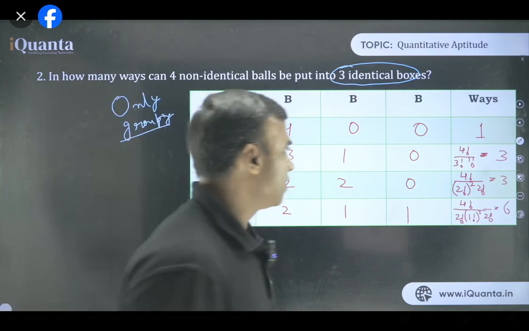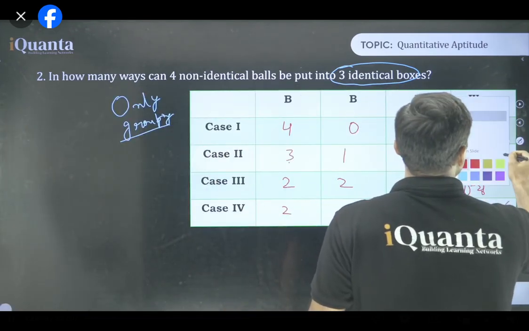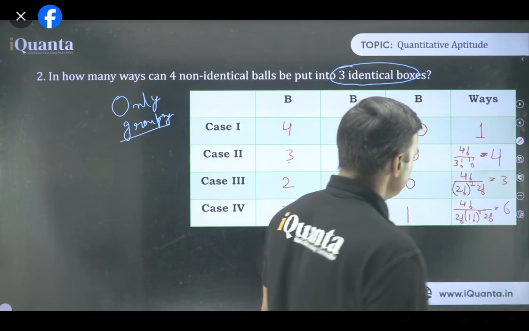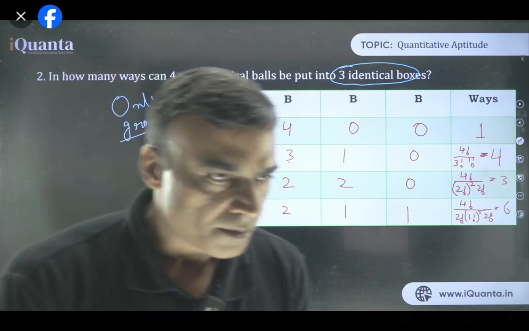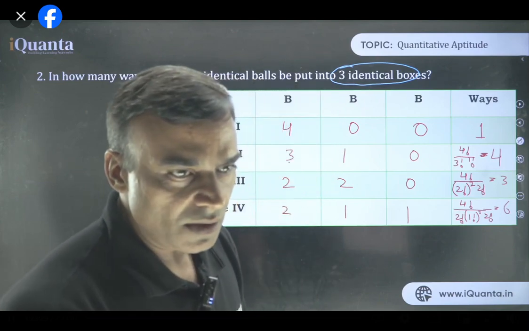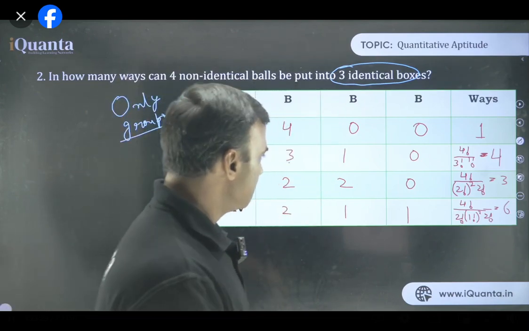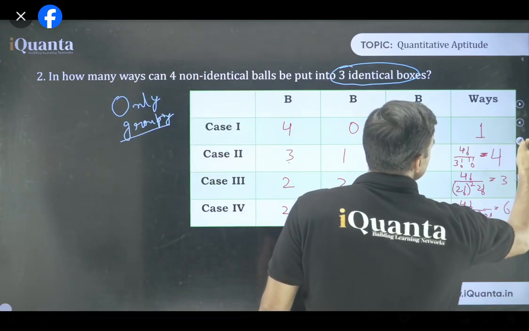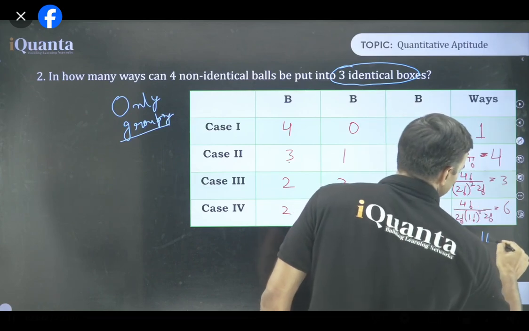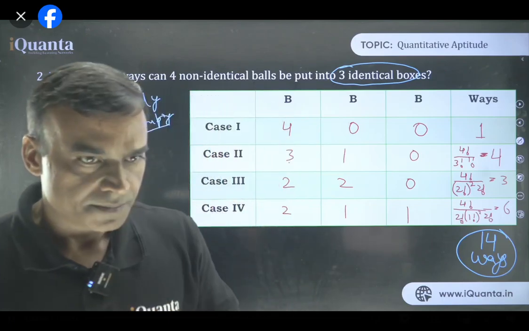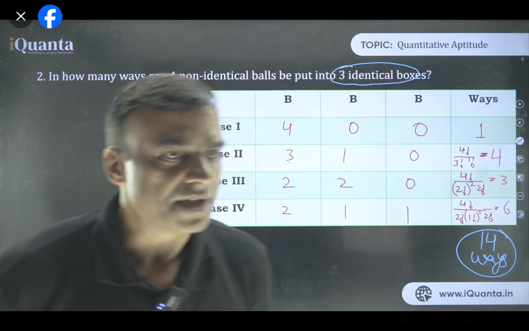Case 2 is 4 ways, you are right. If I made any mistake in writing anything, please tell me. Okay, I'll wait for a minute for your responses. If you have any doubt in this, please tell me. 6 and 4 is 10, and 3 is 13, and 1 is 14. Total 14 ways.